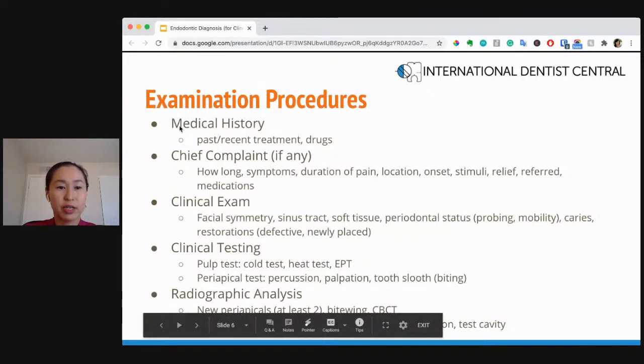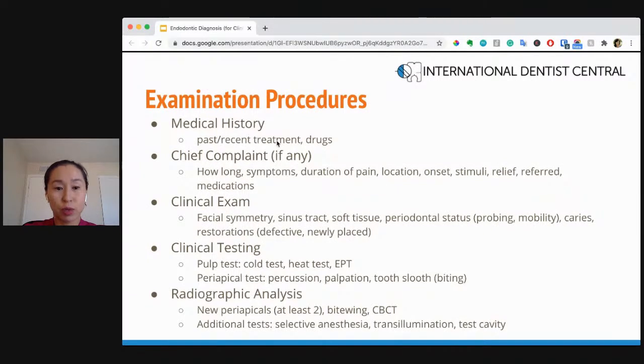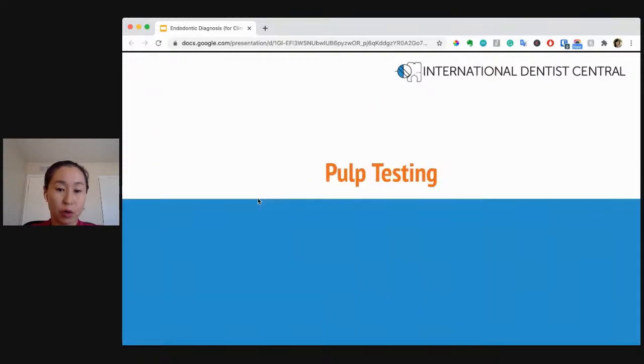Medical history is standard, right? Past recent treatment, what kind of treatments have you had, and what kind of drugs are you taking, if any. Chief complaint: how long have you felt these symptoms? Are you feeling spontaneous pain? Are you just sensitive? Is it pain to hot, cold, and sweetness, or is it when you're biting or chewing? How long does the pain last? Where do you feel the pain? What triggers the pain, and what provides you relief? Is there any referred pain, and are you taking any meds for this pain?